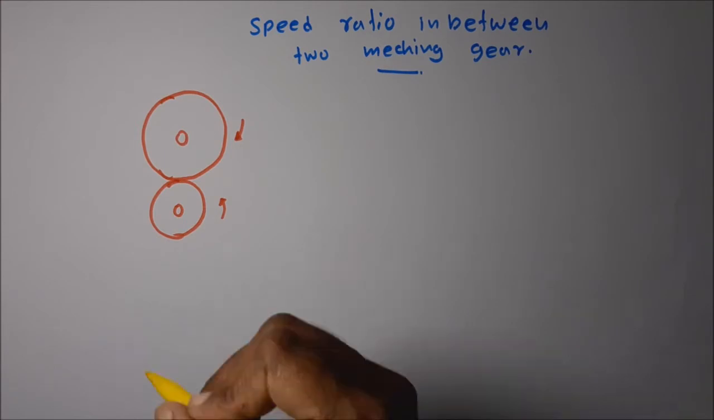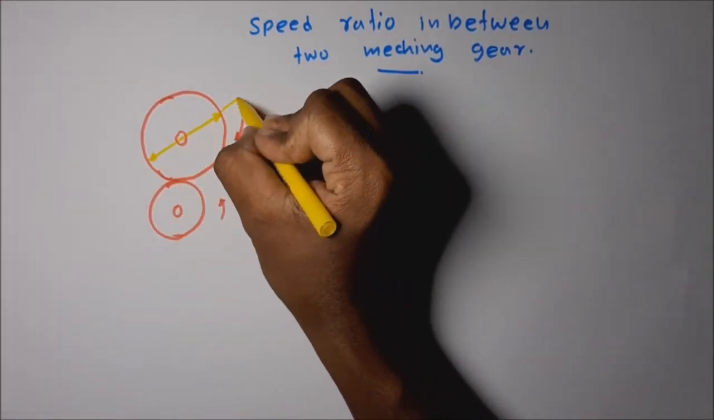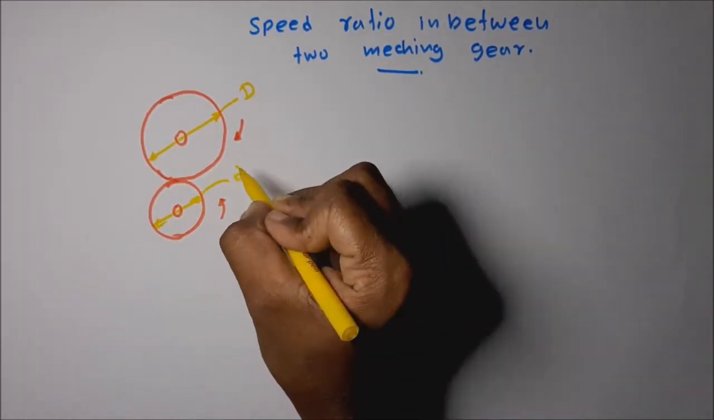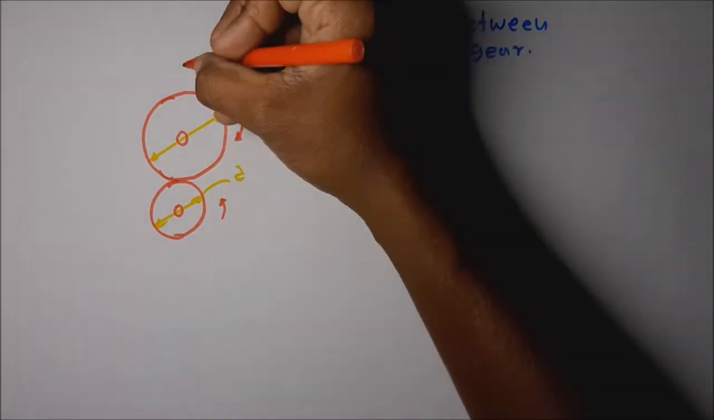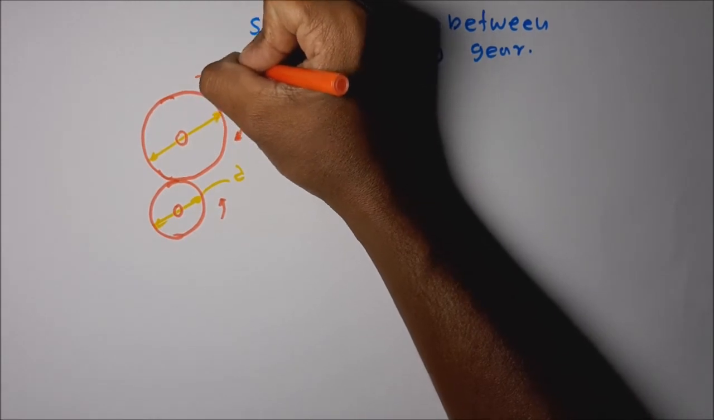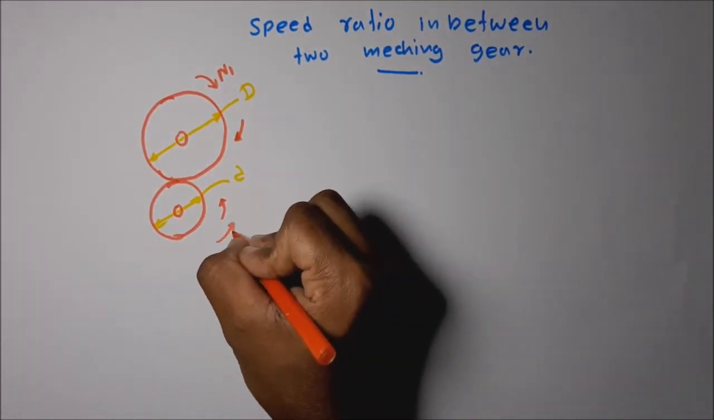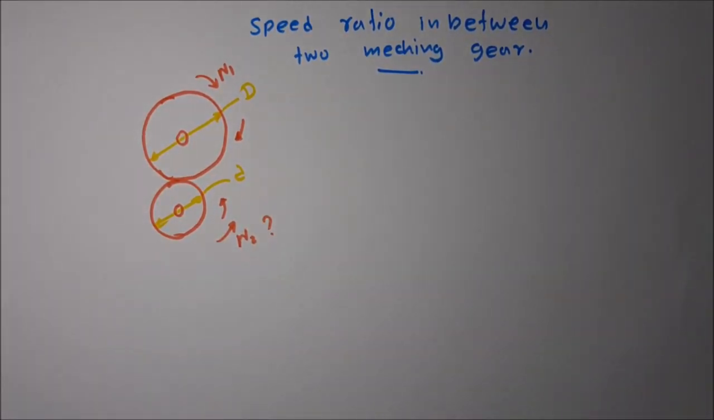Let's take this diameter as D, and the smaller diameter as simple d. If this is rotating with N1 speed, what is the speed of the second wheel? Then how to calculate that?